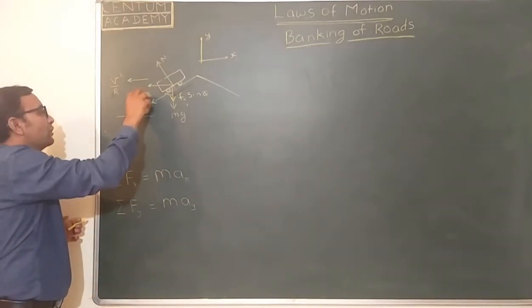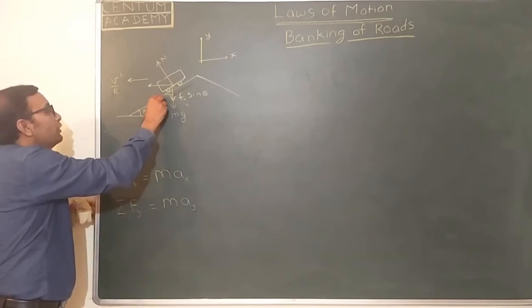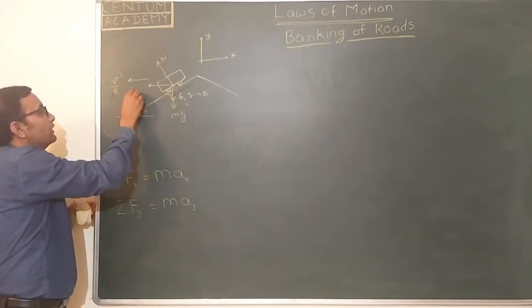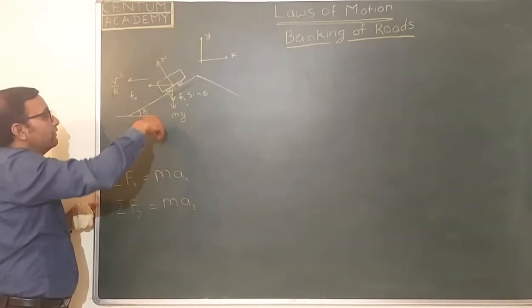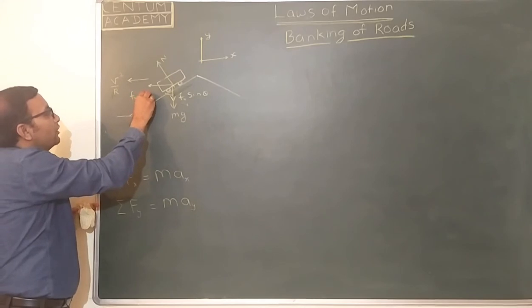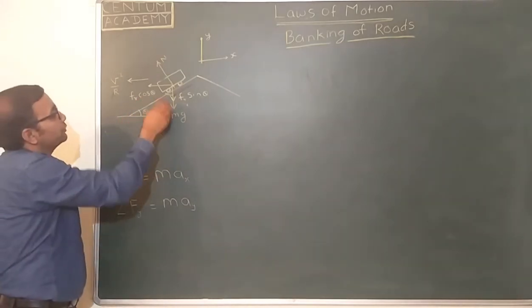Now once I resolve the forces into their components, I don't need to draw that force because it is already equal to Fr sin theta along the negative y-axis and Fr cos theta along the negative x-axis. So friction is the sum of these two.